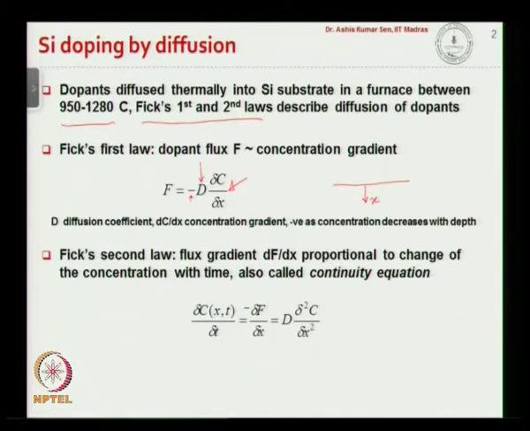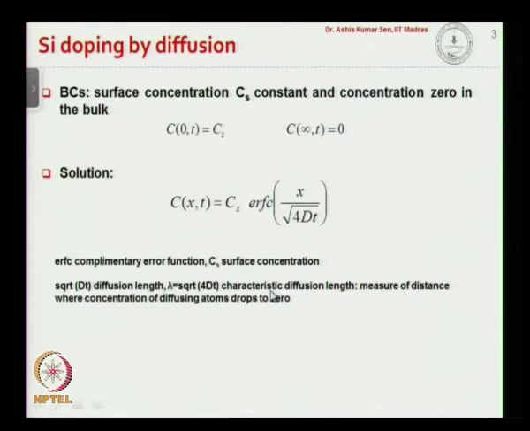Fick's second law tells that the flux gradient, ∂F/∂x, is proportional to the change of concentration with time. So ∂F/∂x, as you see here, is equal to ∂C/∂t. Now if you substitute the expression for F from Fick's first law, we can write it as D, which is the diffusion coefficient, times ∂²C/∂x². So it is a second order differential, second order in space and first order in time. So here we would need two boundary conditions, as you can see here.